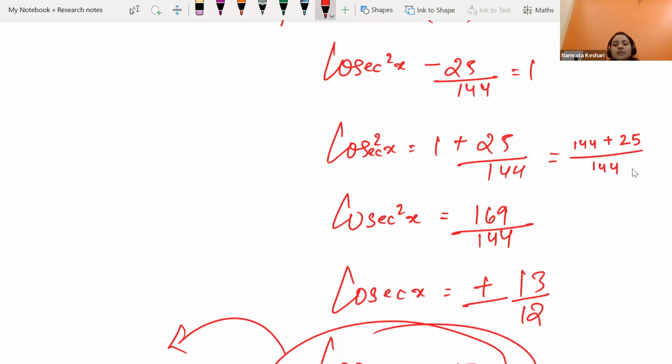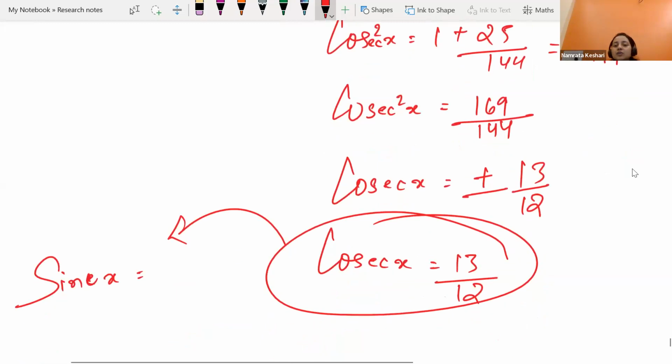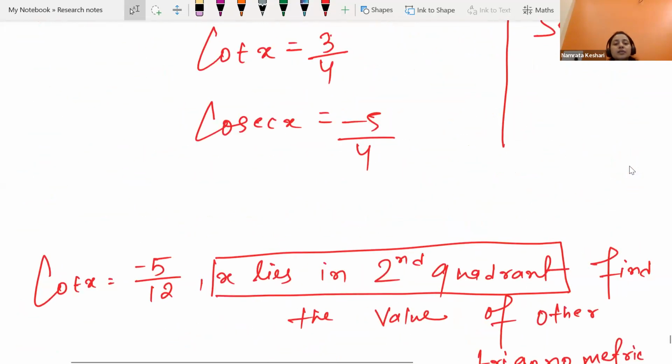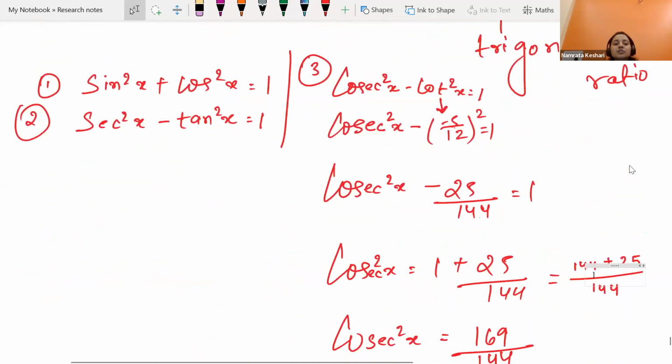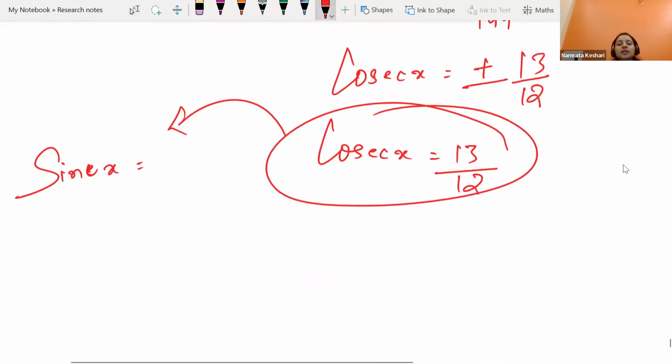Yes, ma'am. Okay, and from here we are getting cosec x as two possible answers, plus minus 13 by 12. Now the confusion is, are we going to take the positive 13 by 12 or the negative 13 by 12? Since x lies in the second quadrant, sine and cosec are positive. So we will be taking cosec as the positive result, 13 by 12. And due to that, now that we know cosec, we can also write what sine x will be.